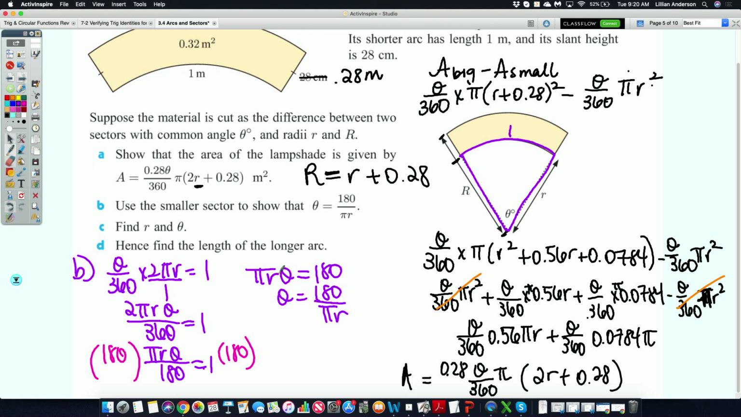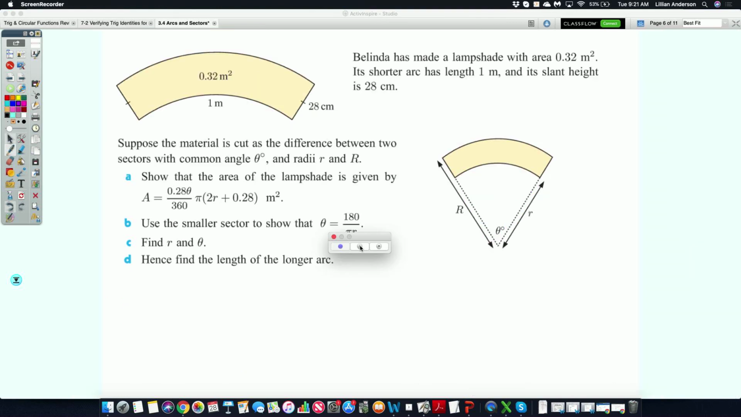Use what we know. We know the area of the lampshade, and then you said what? We solved theta equals 180 over pi r. So you can solve for r and then substitute and then solve for theta. Yes. This is nothing but a system.